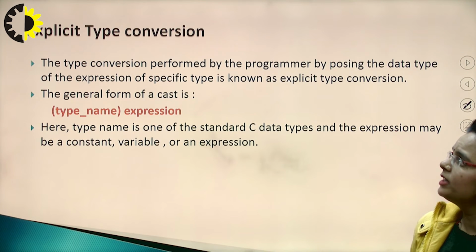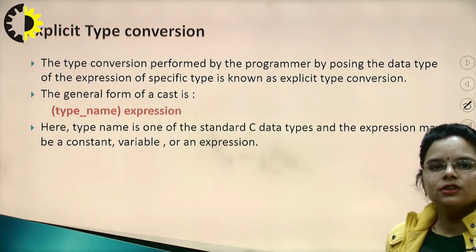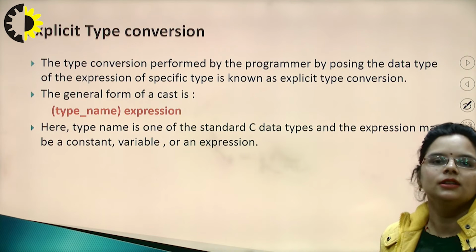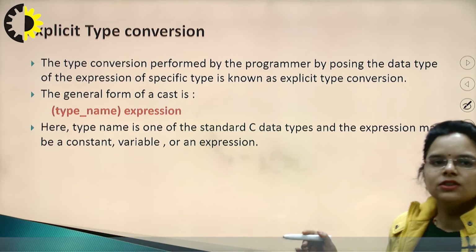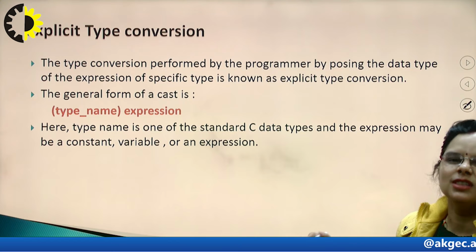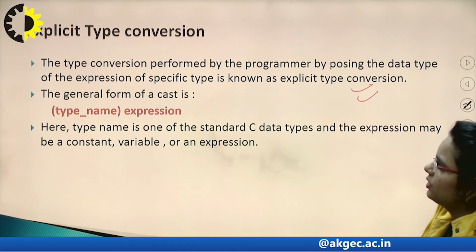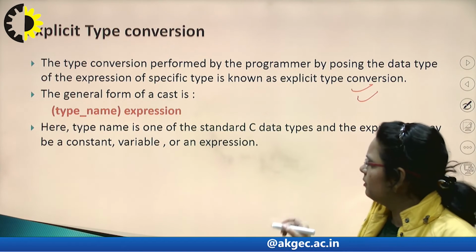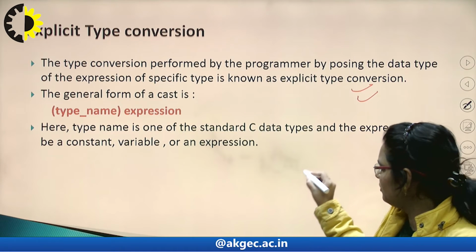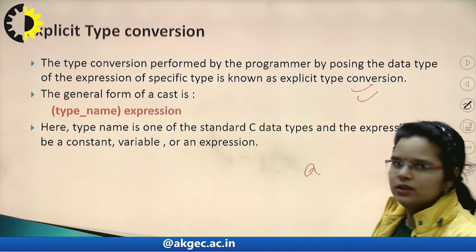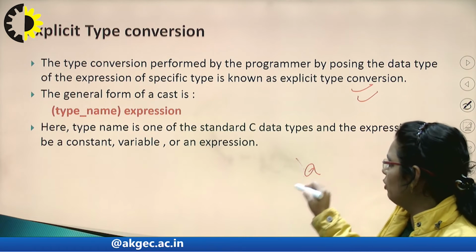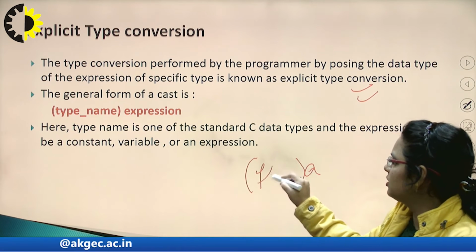Now let us move to explicit type conversion. This type conversion is forcefully done by the programmer. When the programmer imposes the conversion to a specific data type, it is known as explicit type conversion. If we talk about the general form, suppose we have a variable A of integer type, and we have to convert it into float. This is how the expression is done.